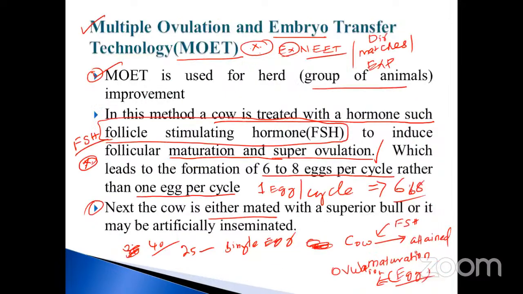Don't confuse it with MOET, which is another type of technology. Here, ovulation and egg transfer take place. MOET is used for herd improvement of animals. A specialized hormone is introduced in the cow, so it may produce more than 3 to 5 eggs, even 6 to 8 eggs per cycle. Next, the cow is either mated with a superior bull or artificially inseminated.